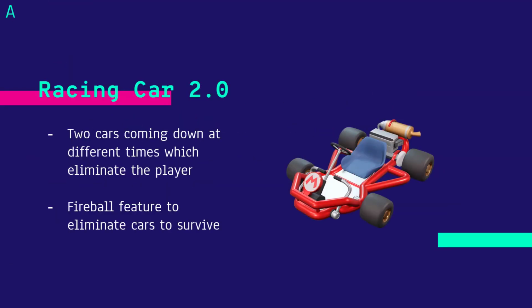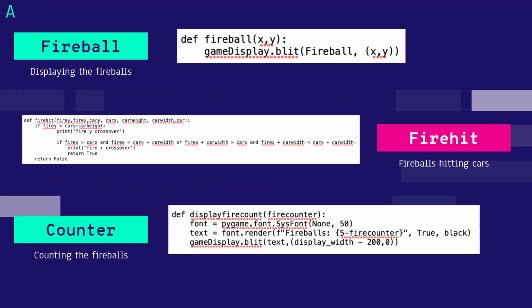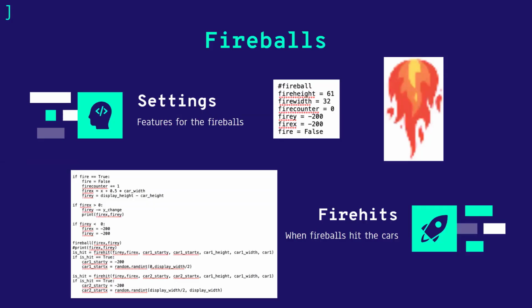So the first project is Racing Car 2.0. As you can see, these are three definitions. The first one on the top is a definition for displaying the fireballs. The second one in the middle is a definition for the collision of a fireball and a car. The one on the bottom is a definition for counting how many fireballs there are and how many are left. And so here we basically have the codes for the fireball.